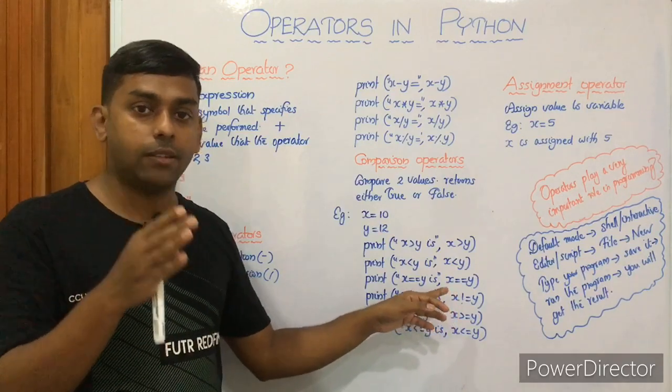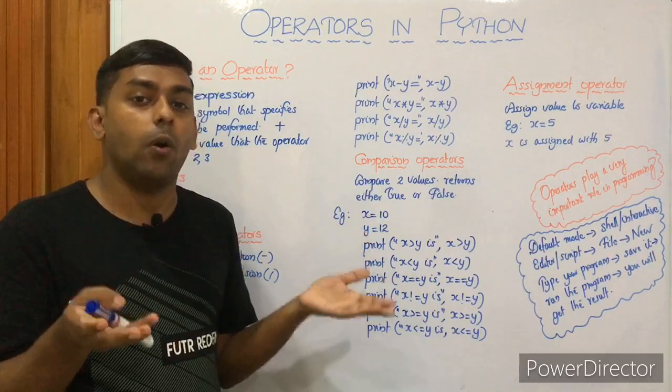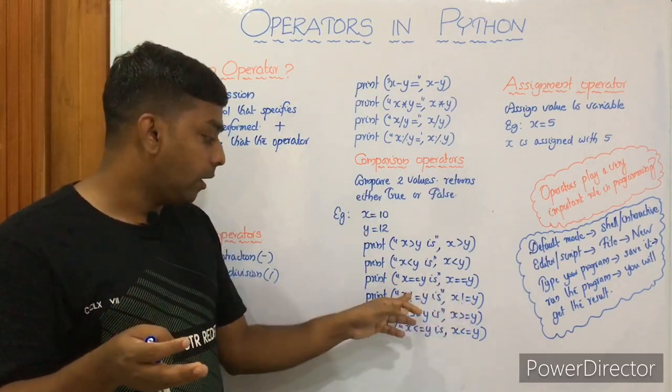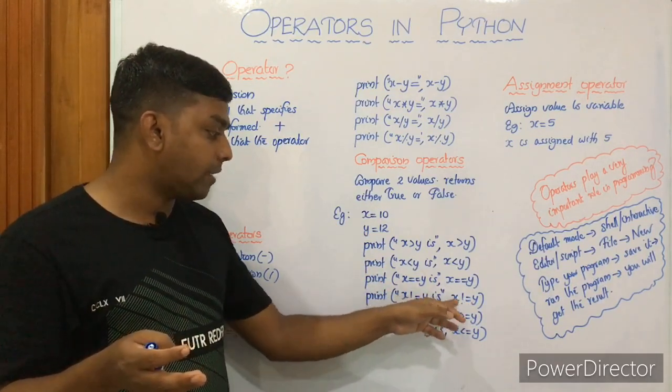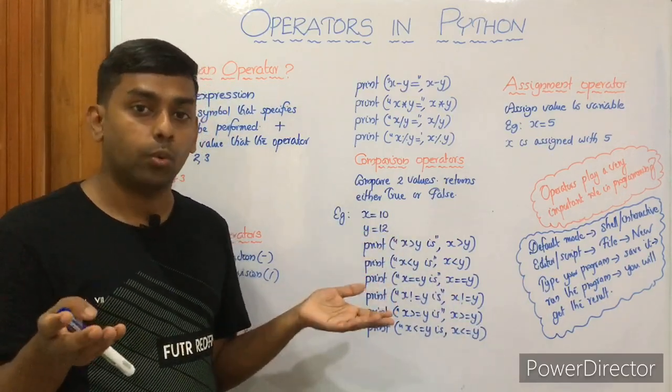Okay, whether the value of x is equal to y or not. So here it is, 10 equal to 12. It's not true, right? So it's false. Then x not equal to y. Print x not equal to y: 10 not equal to 12. It's true, right? So it prints true.